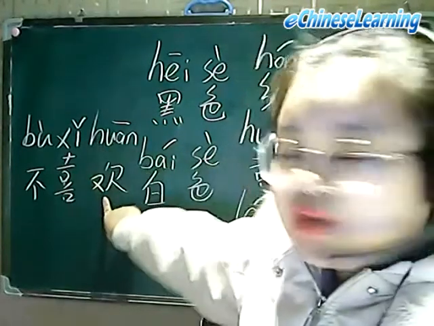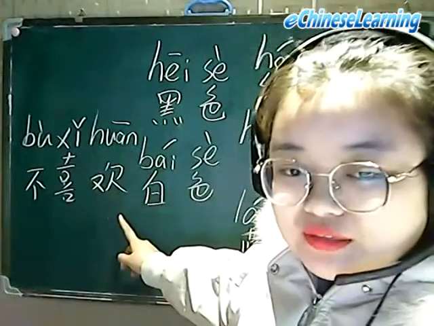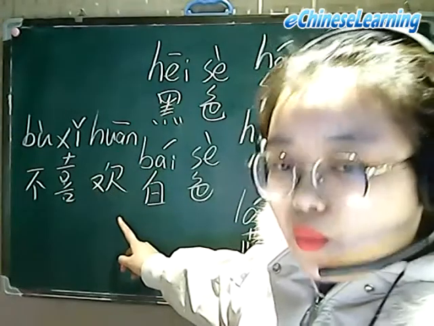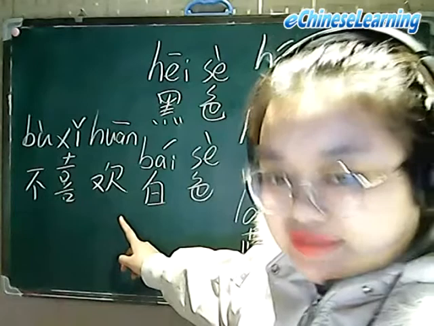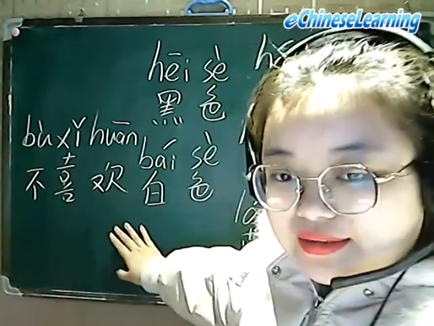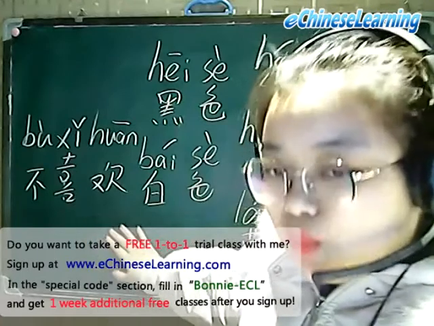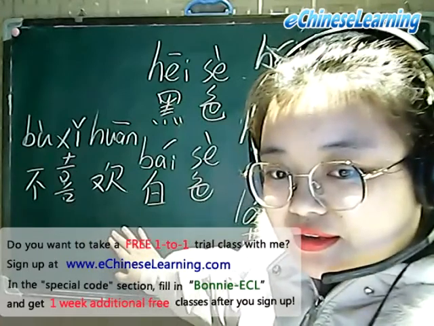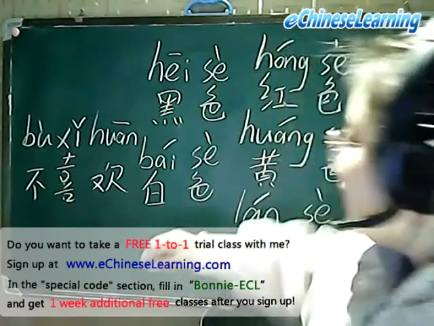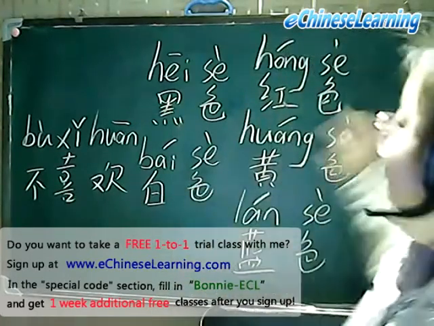Okay, let's practice this one. We can try to pronounce 欢. 对 and 欢. Great, and 喜欢. Yes, and 不喜欢. Wow, yes, that's better.